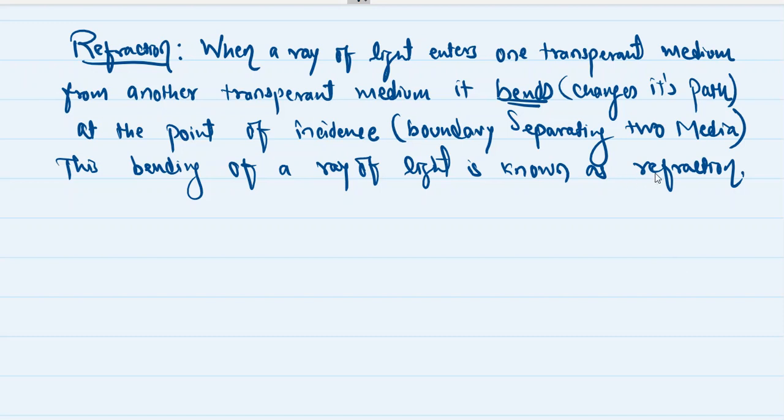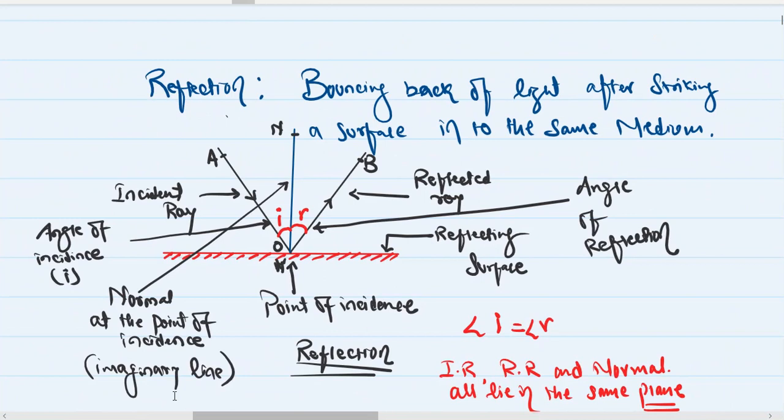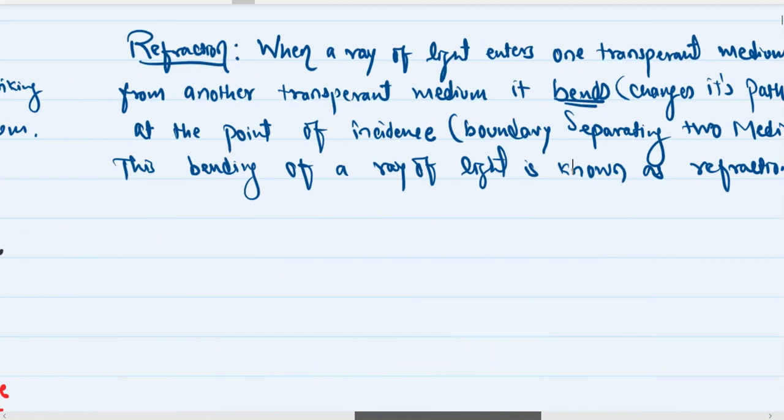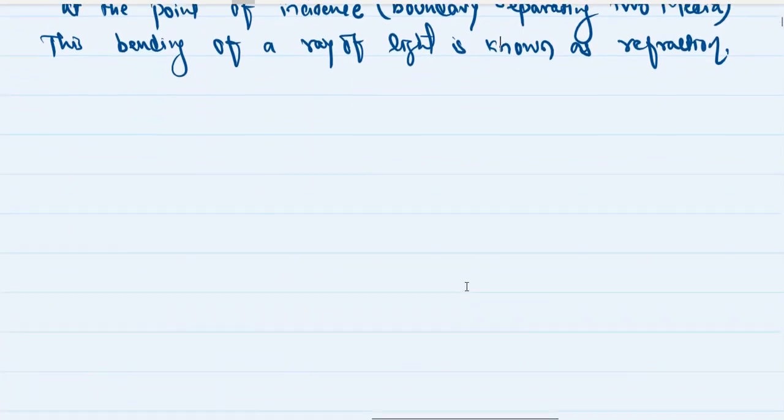So how does it look, and how is it different from the phenomenon of reflection? See, in reflection, the ray of light was not entering any medium. It was just bouncing back into the same medium after striking a surface. That is the main difference. Here, the ray of light is not bouncing back. It is actually entering another transparent medium, and because it is entering from one transparent medium to another, it is changing its path. Let's understand how all this happens.